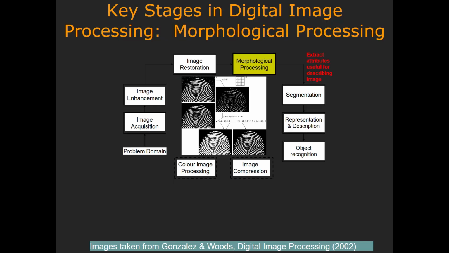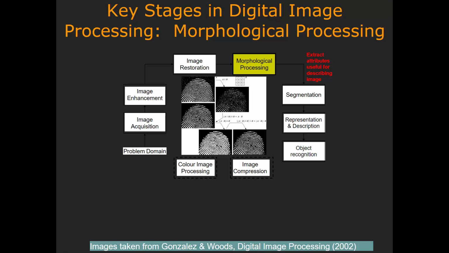Now, the next one is morphological processing, which deals with the tools for extracting image components that are useful in the representation and description of a shape. As you can see in this figure, there is a lot of noise present in this image. So we perform some kind of processing technique, and finally we remove all the noise that is available here. This comes under the morphological processing technique.